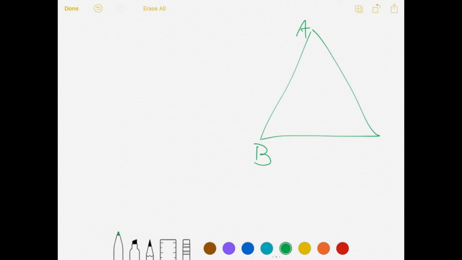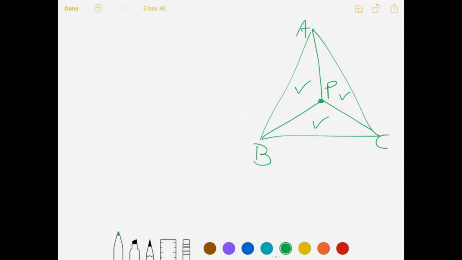There is a triangle A, B and C, and there is a point P in the interior of the triangle. Now if I connect the point A with P, this is the point P, and I connect B with P, and I connect P with C, I get three triangles here: ABP, BPC and APC. There are three triangles here.